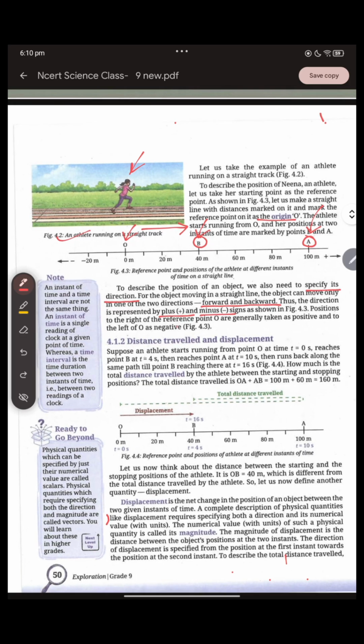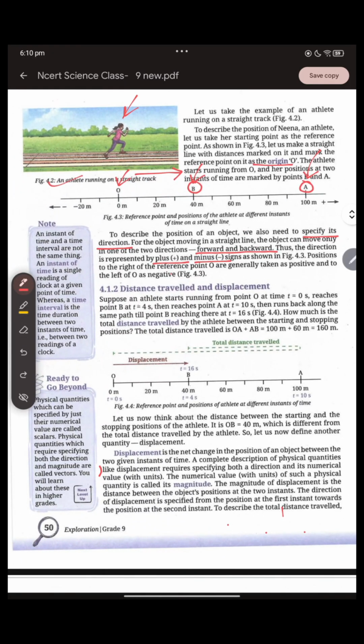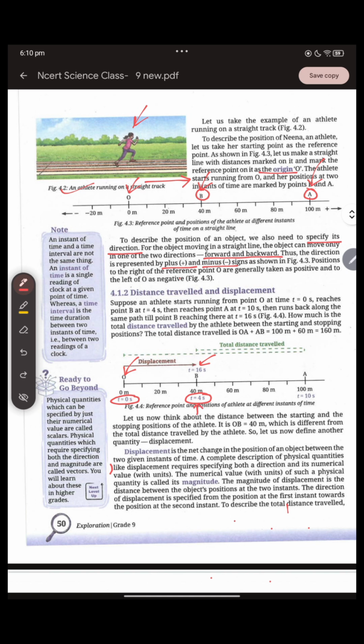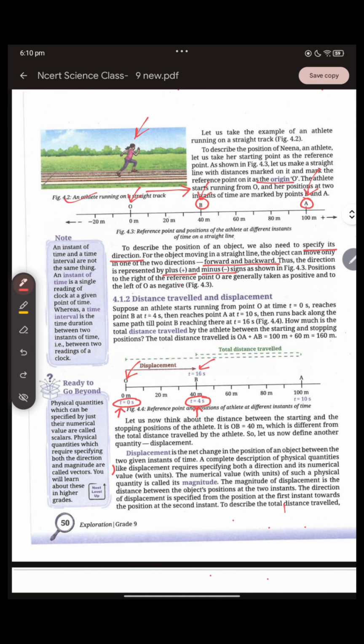Now, distance traveled and displacement. Let us realize what the difference is between distance traveled and displacement. Now, suppose an athlete starts running from point O. This is the starting point, reference point O, at time t equal to 0. So this is the initial time, and she reaches point B at t equal to 4 seconds. So 4 seconds is the instant, 0 seconds is the instant, and the time gap is 0 to 4 seconds.